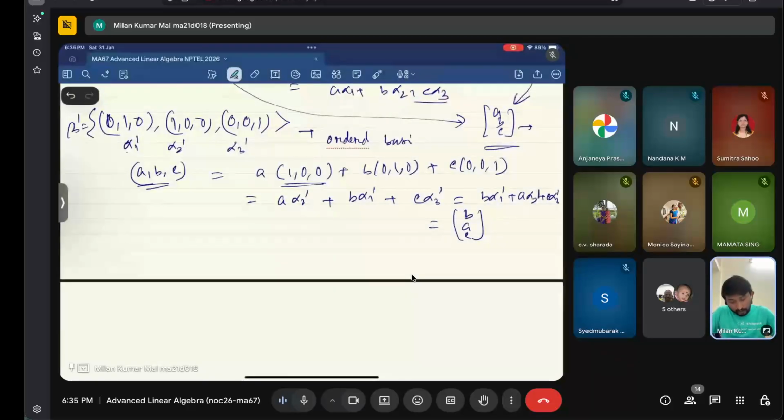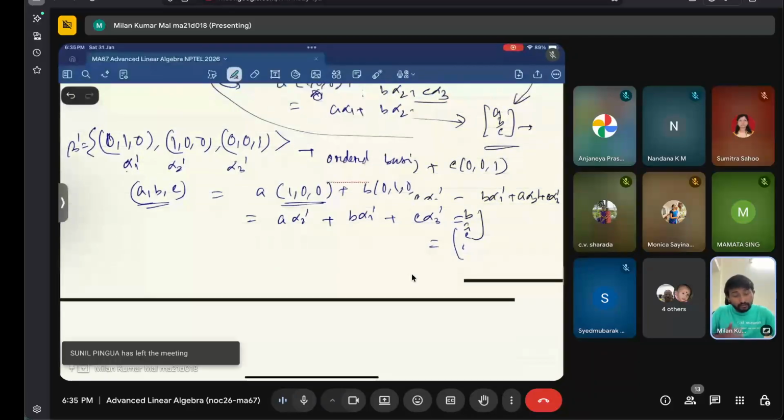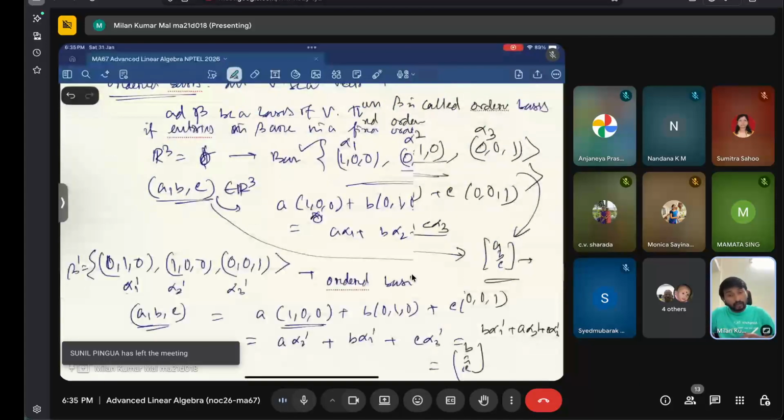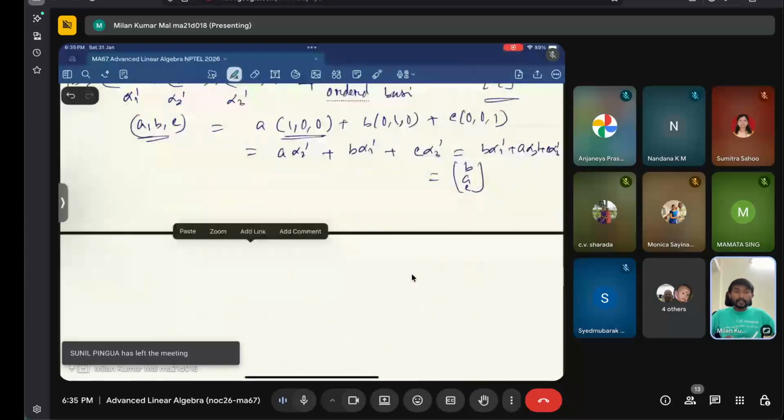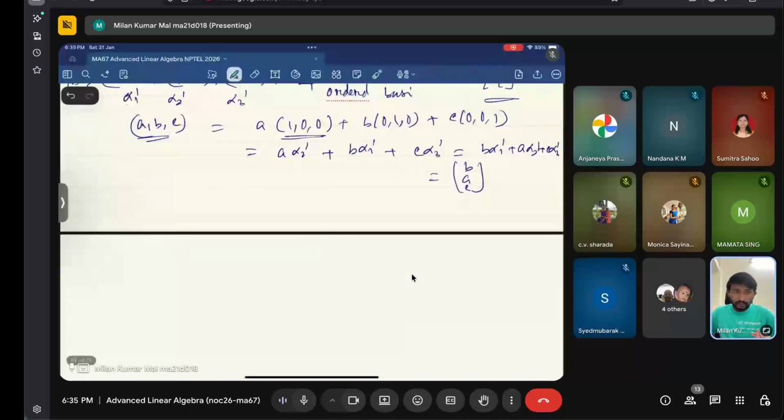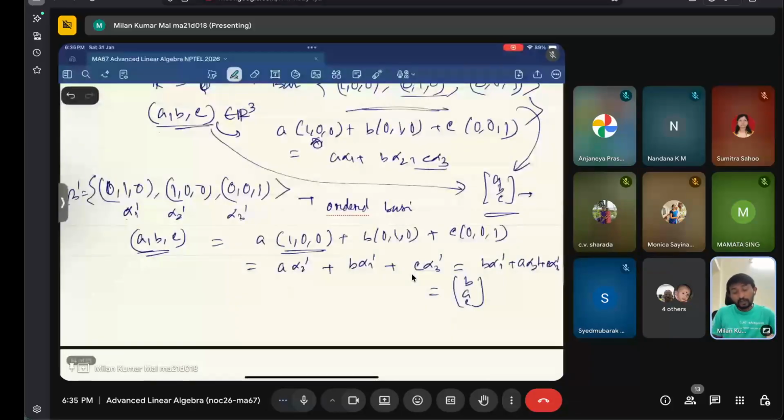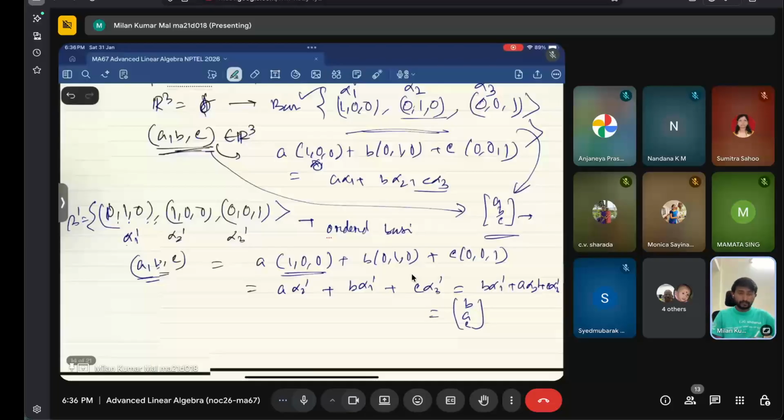These are called the coordinate vector. The coordinate vector term is there. So these are the coordinate vector. But if you want to get the coordinate vector, you have to write in a fixed ordering. So ABC is the main vector in R3. But if you are writing with respect to this ordered basis, then the coordinate vector is this.